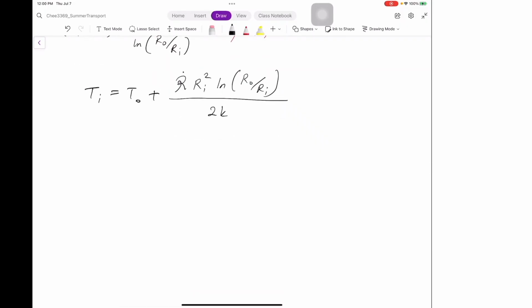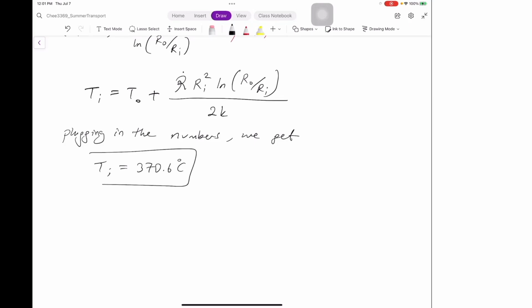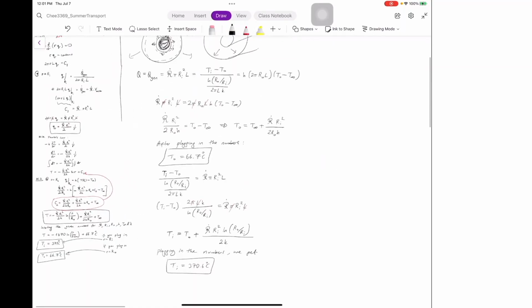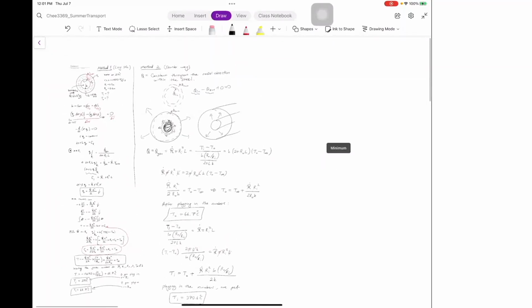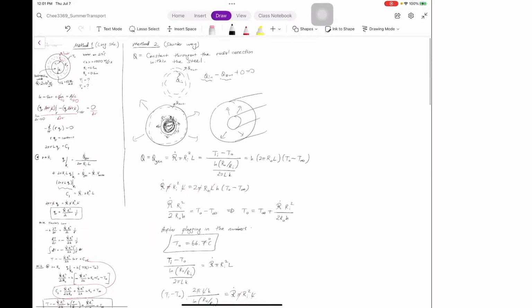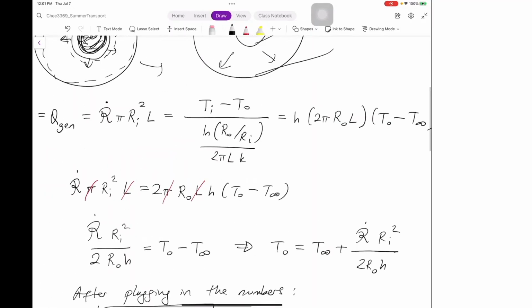And if you plug in the numbers, we get Ti is equal to 370.6 degrees centigrade. That solves the problem, and it's the second method. Although they look exactly the same length, because I wrote largely here, I think this is a much simpler way. But you should know, or make use of, the formula that we already found earlier.